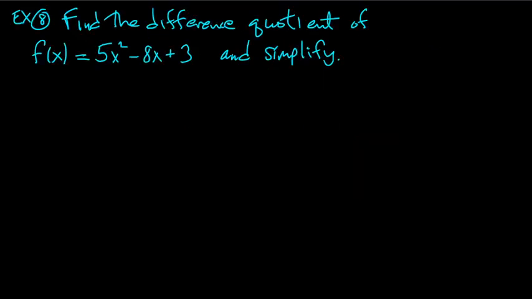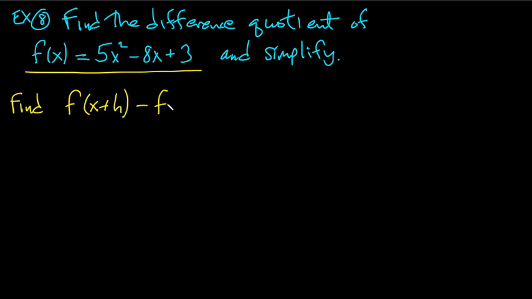Okay, so let's start out with finding the difference quotient of the function f of x equals 5x squared minus 8x plus 3, and simplify. So the difference quotient isn't hard to find, it's the simplifying part. Usually it involves a lot of algebra here. So this is our given function, and what we want to find is the difference quotient, which is f of x plus h, I guess I'll use h, minus f of x all divided by h.